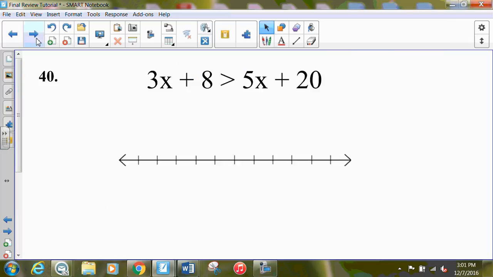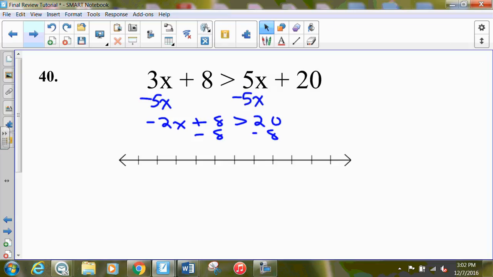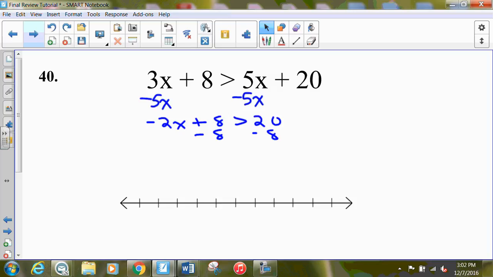All right, with this, it's just like solving an equation, except we have an inequality, and we have to remember one important rule. When we get there, we'll talk about it. So I'm going to subtract 5x from both sides, just like I would if this were an equation. I'm going to subtract an 8 from both sides, just as I would if this were an equation.